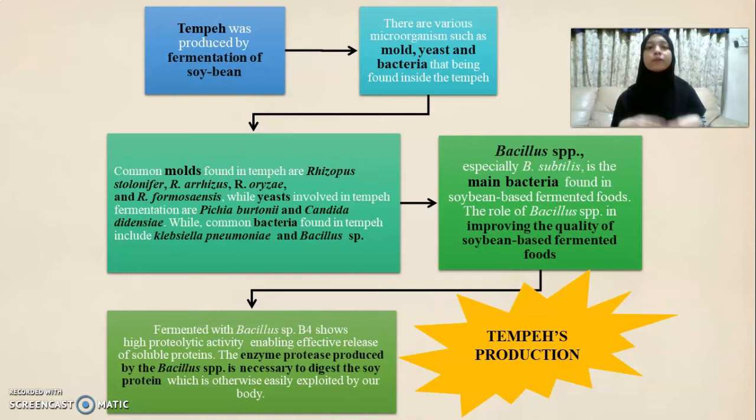During the fermentation of soybean, various microorganisms such as mold, yeast, and bacteria have been found. The main bacteria found is a Bacillus species, especially B. subtilis. The role of this bacteria is to improve the quality of soybean-based fermented food. Moreover, fermentation with the Bacillus species B4 shows high proteolytic activity, which enables effective release of soluble protein. The enzyme protease produced by this bacteria is necessary to digest the soy protein, which is otherwise not easily utilized by our body.